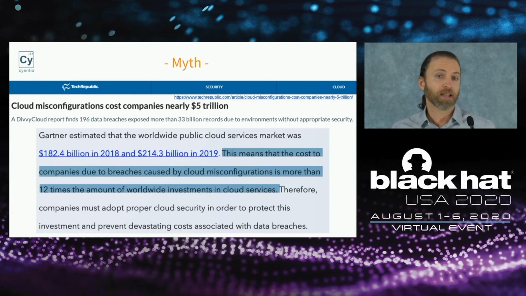This also means that the cost to companies due to breaches by cloud misconfigurations is more than 12 times the amount of worldwide investments just in cloud services. So AWS, Alibaba, Google, Azure, you put those all together, the cost of using these infrastructures incorrectly was 12 times how much we've actually invested into them. That just doesn't add up. So what's the reality behind this?